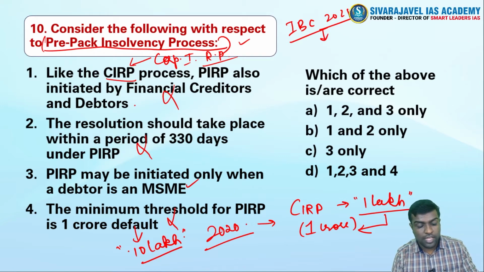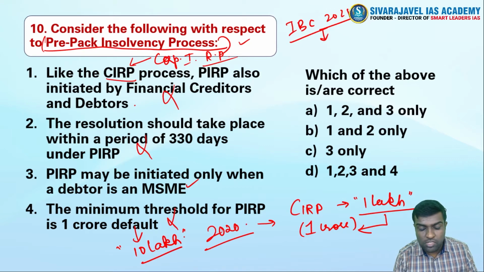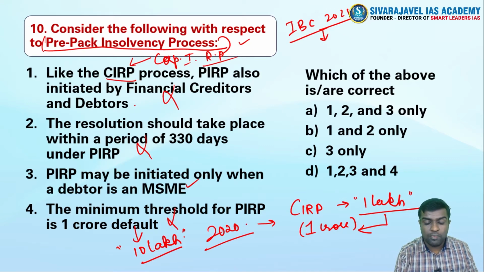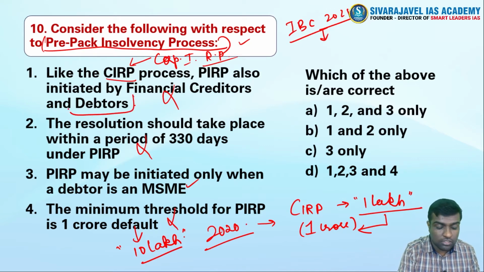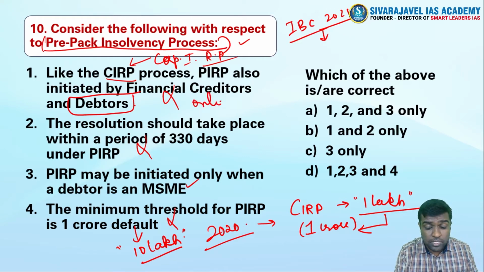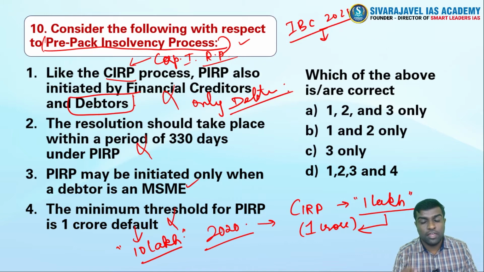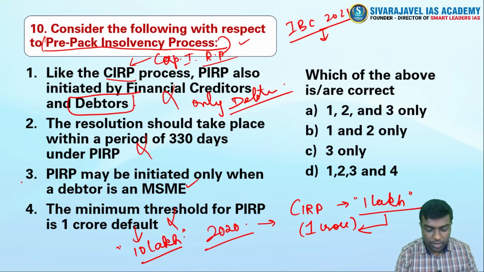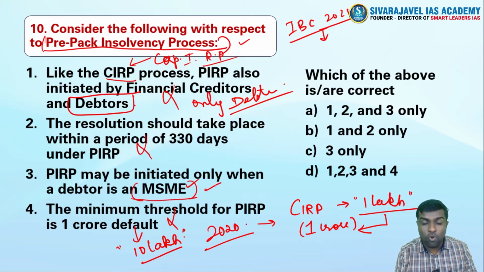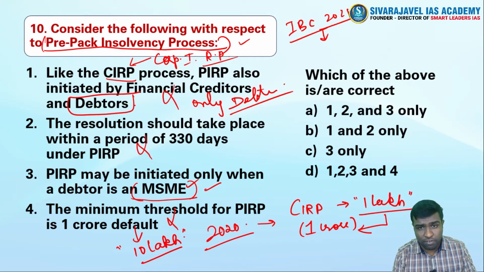And let's say this first statement, why is it wrong? Because under the PIRP, only debtors, understand, only debtors are allowed. So who is the debtor? Here let's see statement number 3, that PIRP may be initiated. This is obviously a correct statement, only an MSME which is on the verge of a default or which is not able to pay back can initiate Prepack insolvency process against itself.